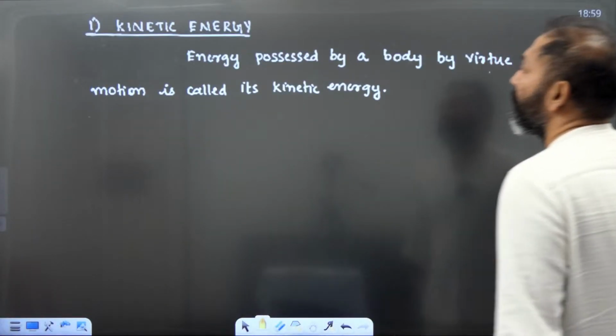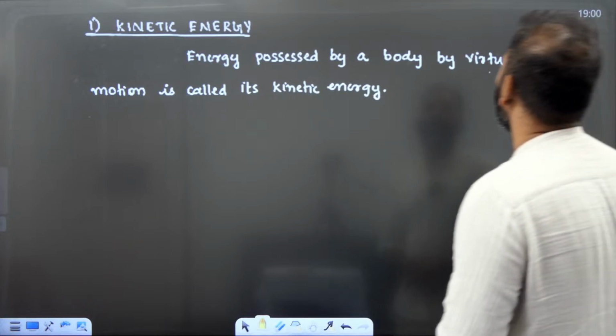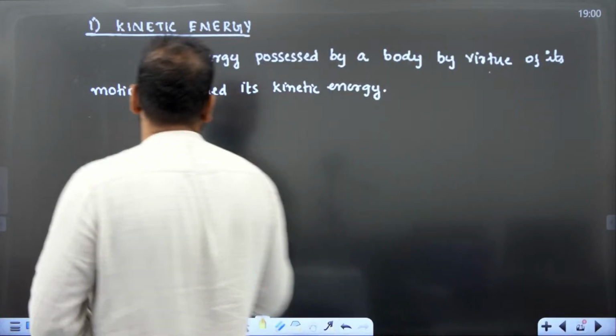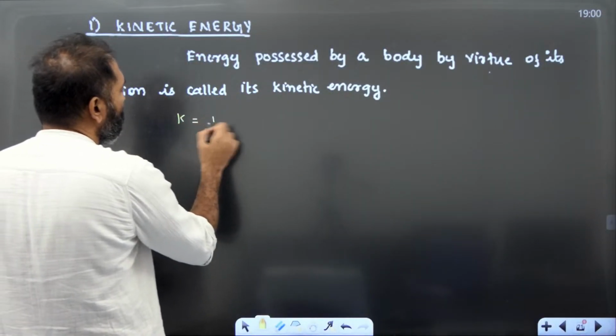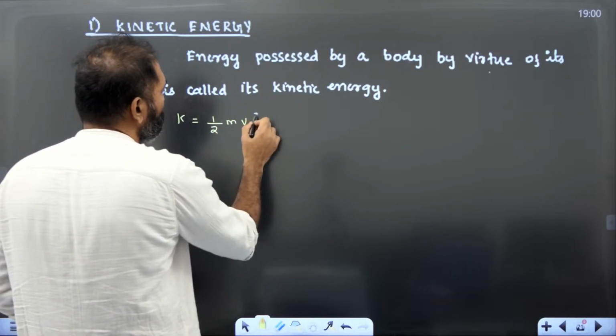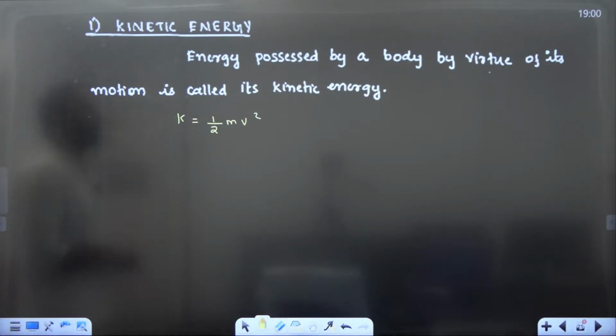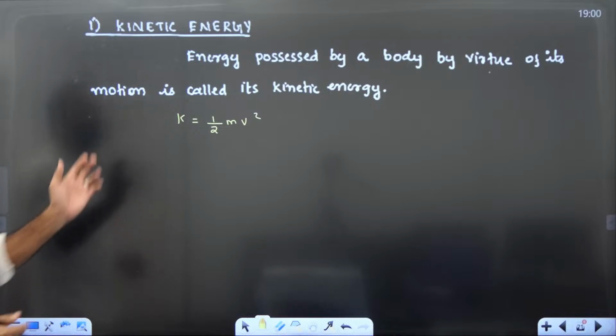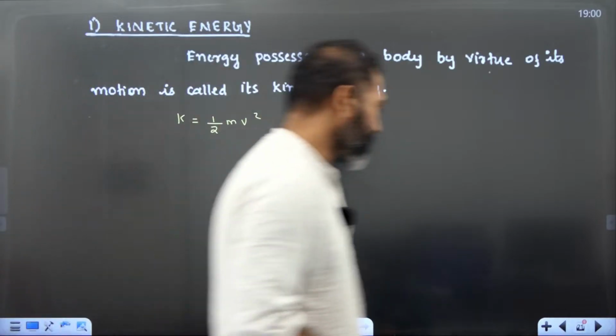Next, kinetic energy. Energy possessed by a body by virtue of its motion is called its kinetic energy. Kinetic energy equation is what? Half mv square. Unit is what? Joule. Energy possessed by a body by virtue of its motion is called kinetic energy.